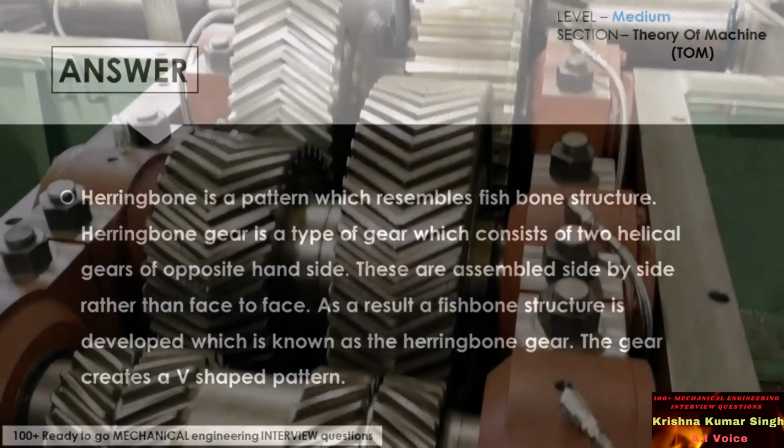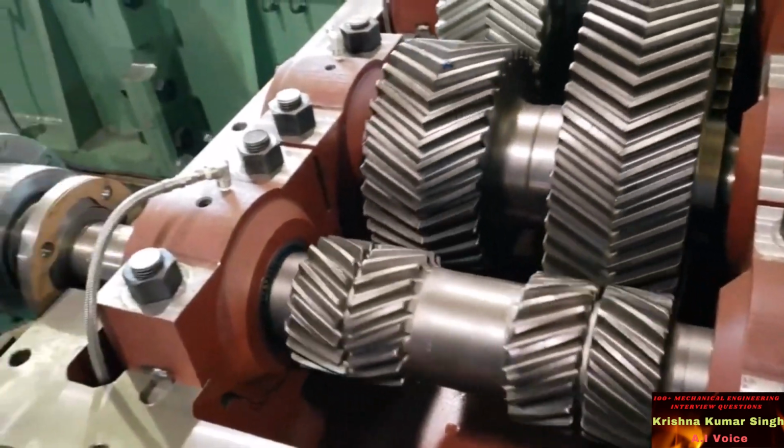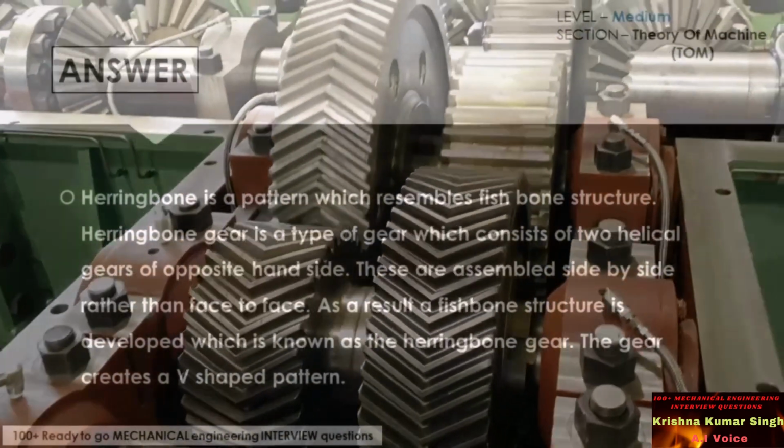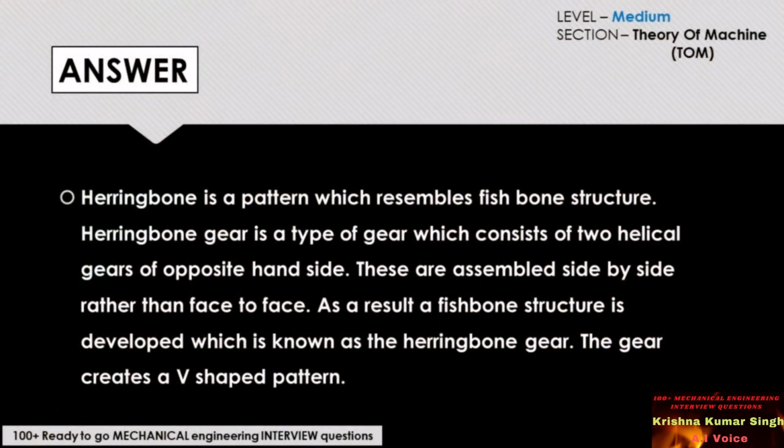Herringbone gear is a type of gear which consists of two helical gears of opposite hand side. These are assembled side by side rather than face to face. As a result, a fishbone structure is developed, which is known as the herringbone gear. The gear creates a V-shaped pattern.